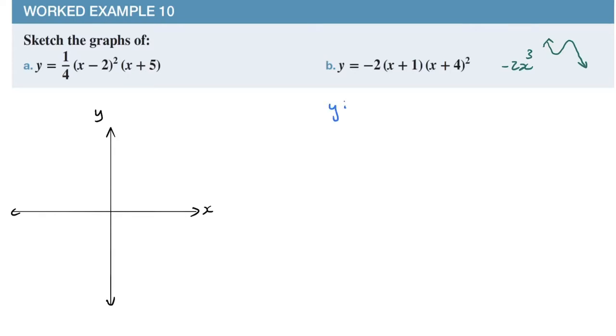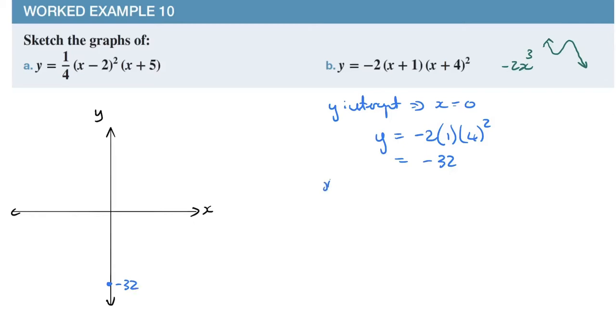My y-intercept is where x equals 0. When x equals 0, y equals negative 2 times... Remember, this is 0, this is 0. If this is 0 and that is 0, my answer will be minus 2 times 1 times 4 squared. That will give us 4 squared, 16. 16 times 2 is negative 32. So the y-intercept is at negative 32.